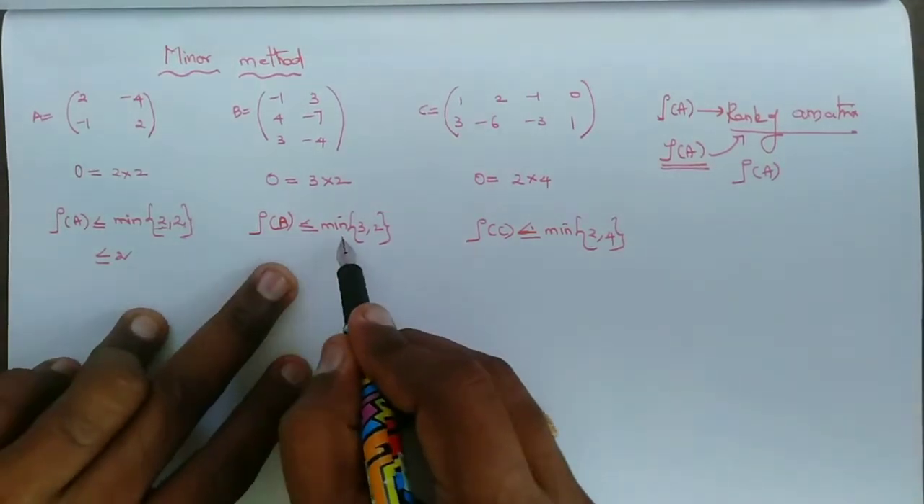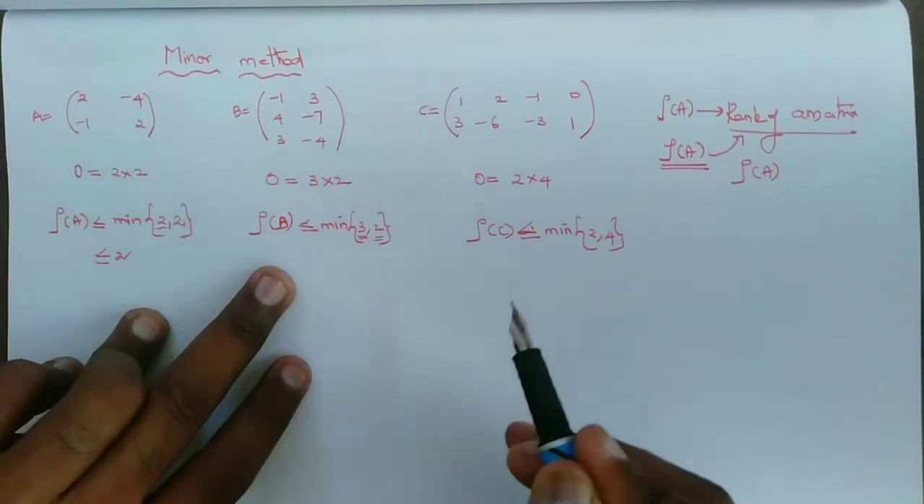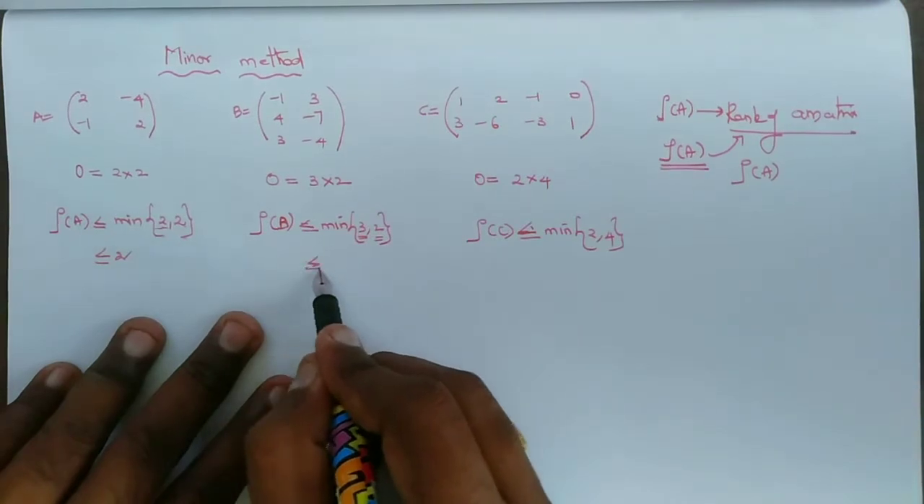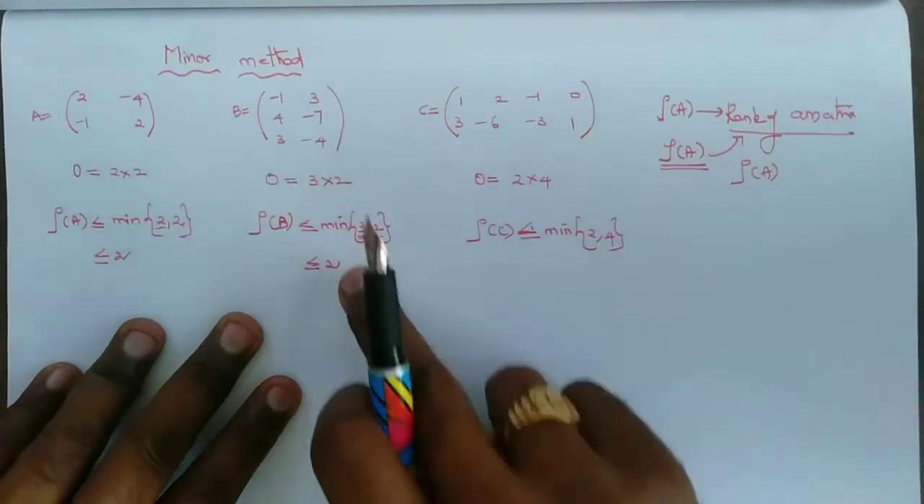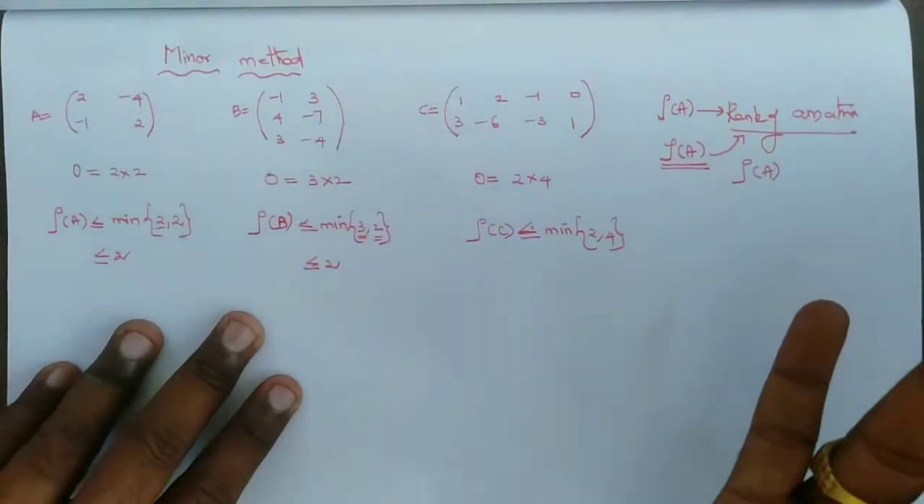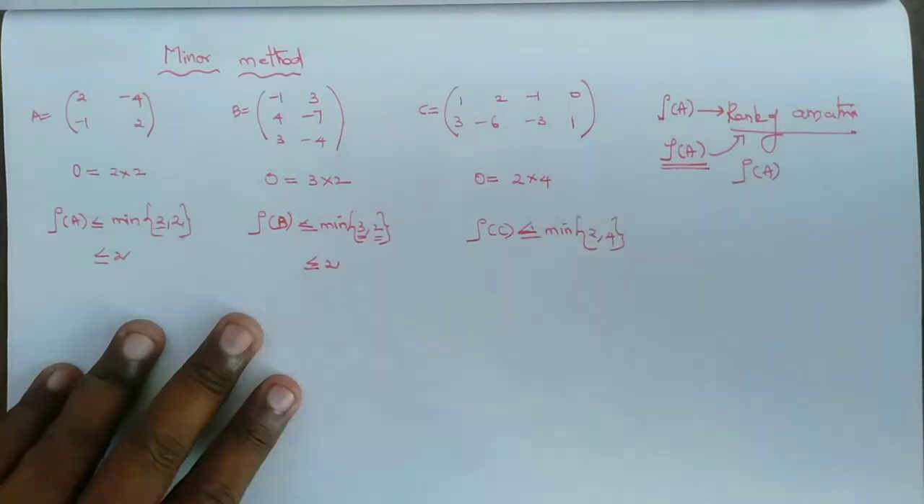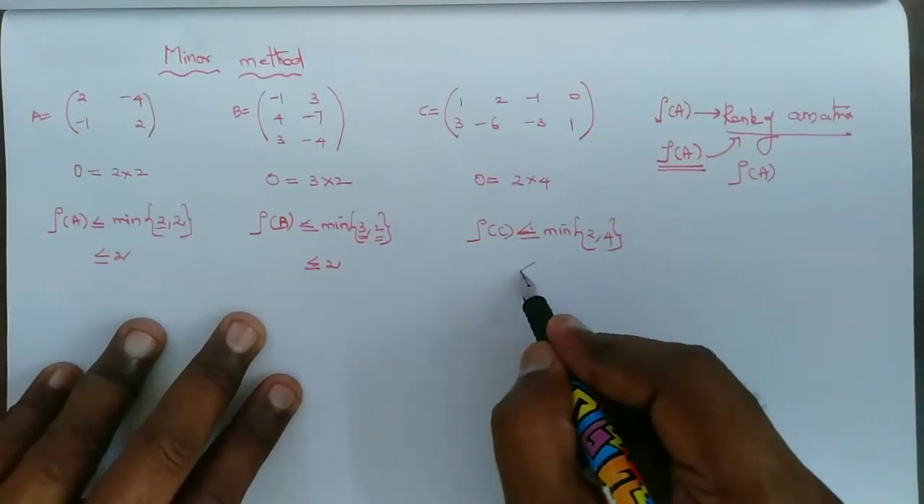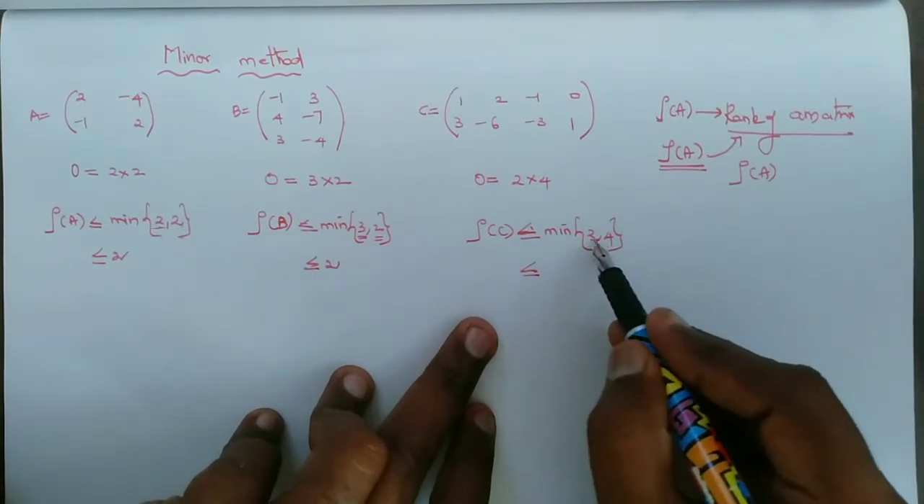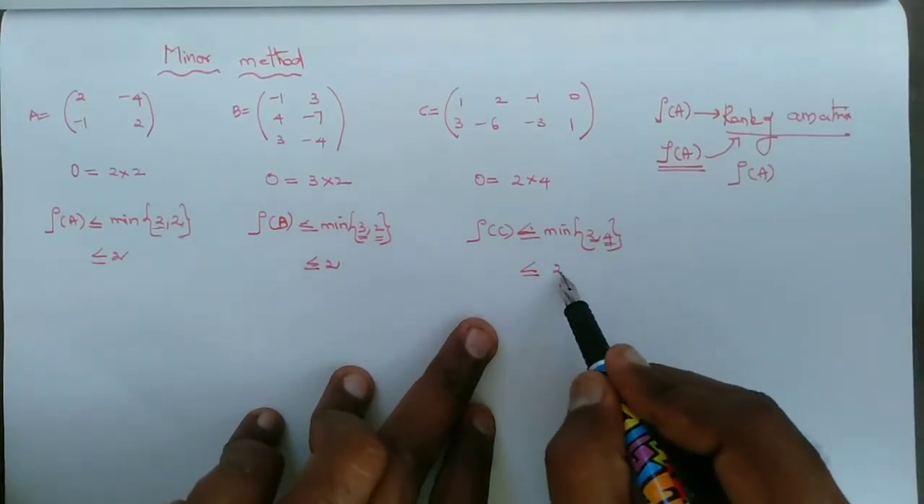So less than or equal to the minimum of 3, 2. Is 3 the minimum or is 2 the minimum? 2 is the minimum. So less than or equal to 2, for this matrix the rank can be 2 or 1. That's all. This is the basic idea. For the minimum of 2, 4: is 2 the minimum or is 4 the minimum? 2 is the minimum. So this is 2.